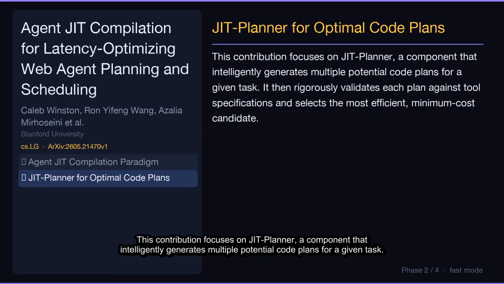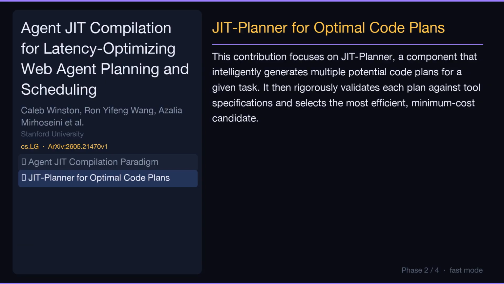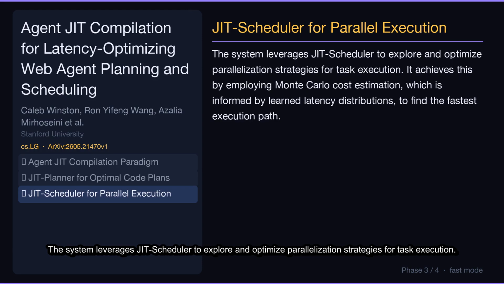This contribution focuses on JIT Planner, a component that intelligently generates multiple potential code plans for a given task. It then rigorously validates each plan against tool specifications and selects the most efficient, minimum cost candidate. The system leverages JIT Scheduler to explore and optimize parallelization strategies for task execution.